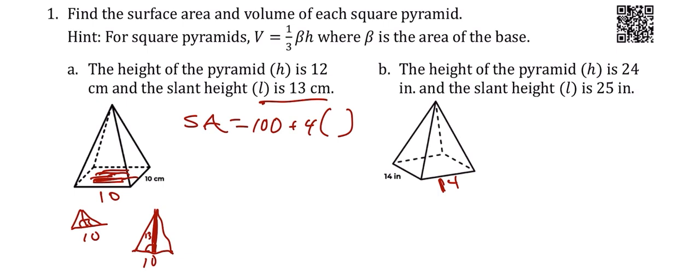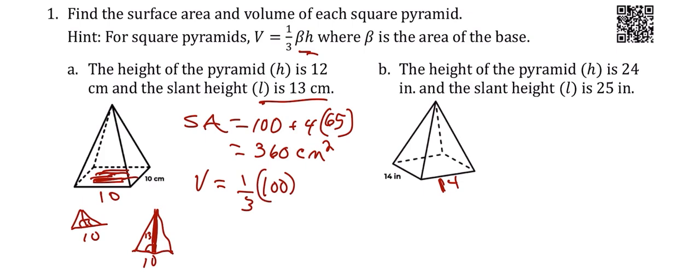So each of the triangles has an area of 13 times 10, which is 130, but it's always 1/2 for the triangle, so it's 65. When we add all that together, our surface area is going to be equal to 100 plus 260, or 360 square centimeters. Volume is much easier because volume is just the area of the base times the height times 1/3.